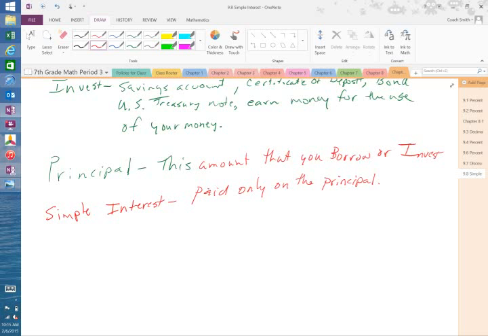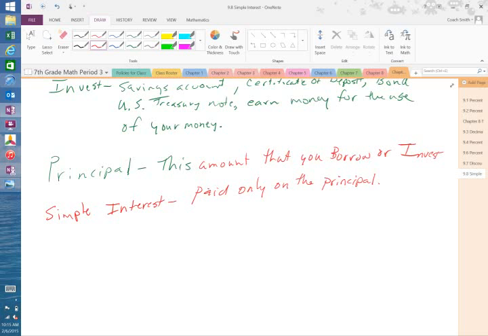Okay, well, in simple interest, they're just going to pay you 10% on the 1,000 each year. So 10% of 1,000 would be 100. So in year one, you're going to gain $100 on that $1,000. Year two, you're still only going to gain $100 on the $1,000. Year three, you're still only going to gain $100 on the $1,000. That's simple interest.